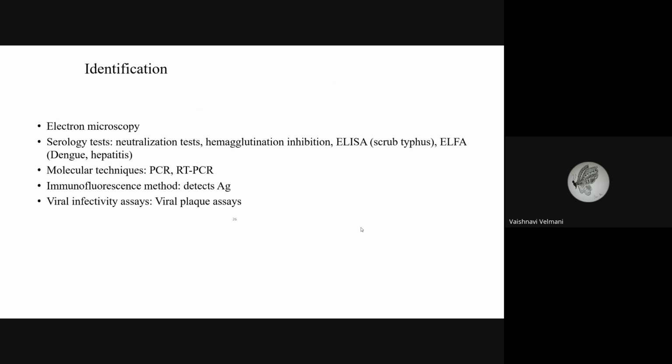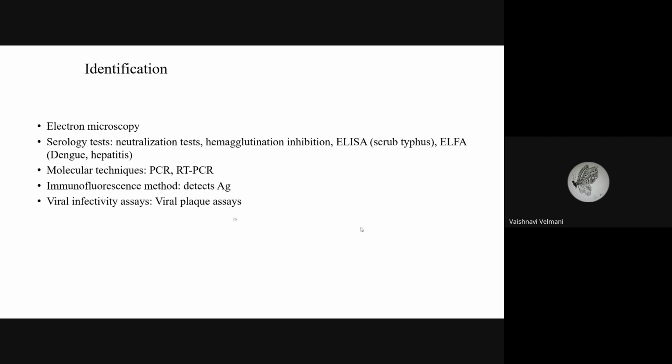So how can we identify the virus? Through electron microscopy and then serology tests. The most common tests used are ELISA and ELFA. That is the enzyme-linked immunosorbent assay, for example scrub typhus IgG positive or scrub typhus IgG negative. They will be reporting like that. And ELFA, that is the enzyme-linked fluorescent assay, for example dengue IgG positive, like that they will be giving the report.